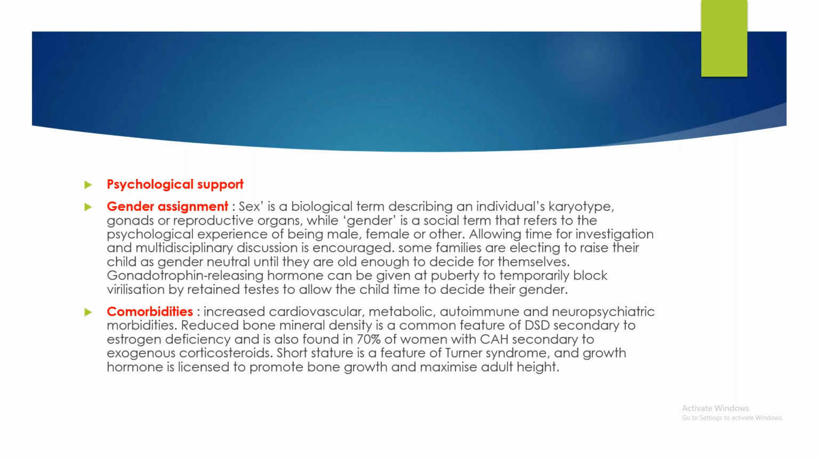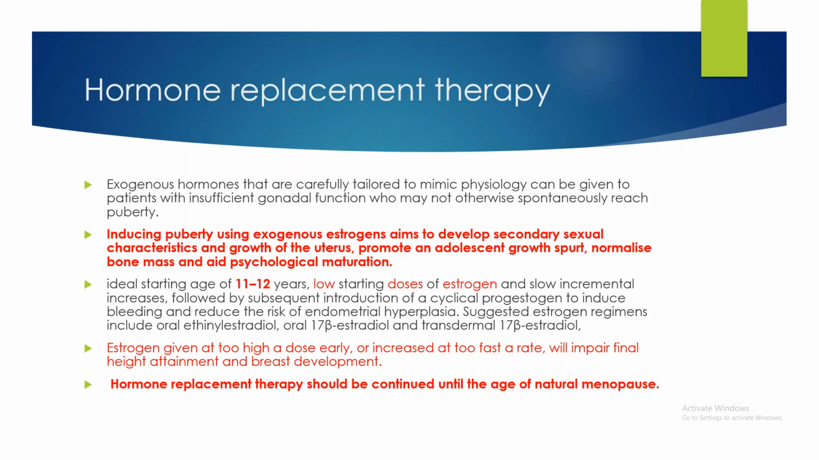This reduced bone mineral density is present in 70% of women with congenital adrenal hyperplasia because of exogenous corticosteroids. Again, short stature is a feature of Turner syndrome. In that case, you have to give appropriate hormone replacement therapy and growth hormones for the growth spurt, to improve height and to reduce bone loss. This hormone replacement therapy uses exogenous hormones, carefully tailored to mimic physiology, and it can be given to patients with insufficient gonadal function, who may not reach puberty.